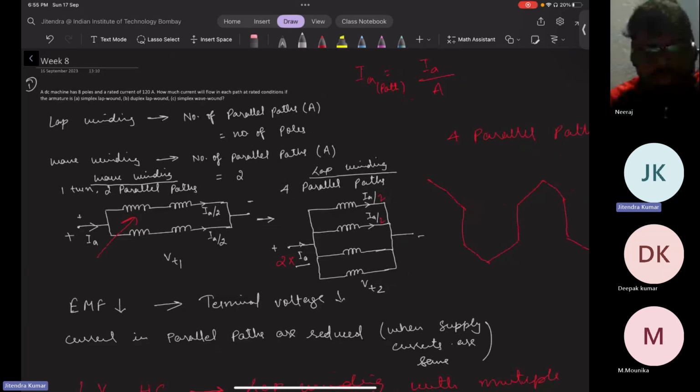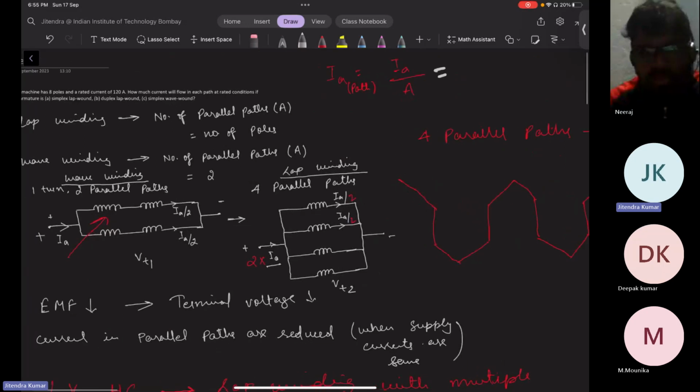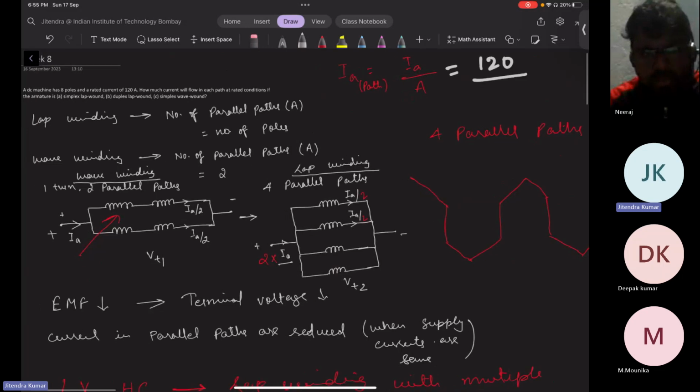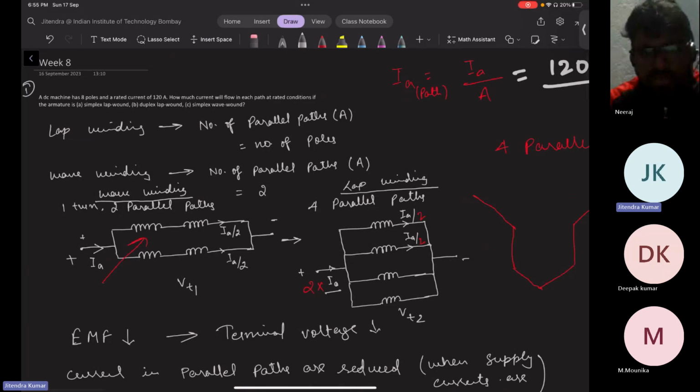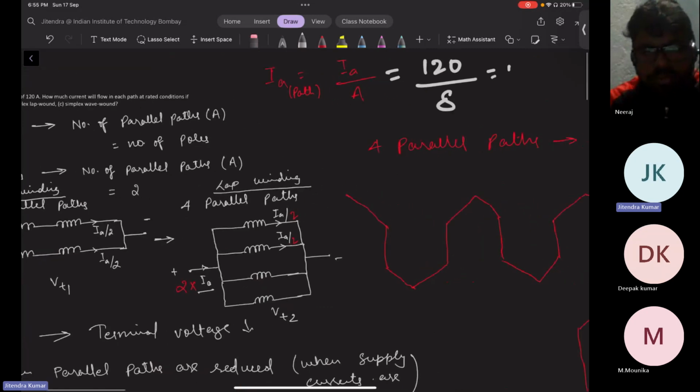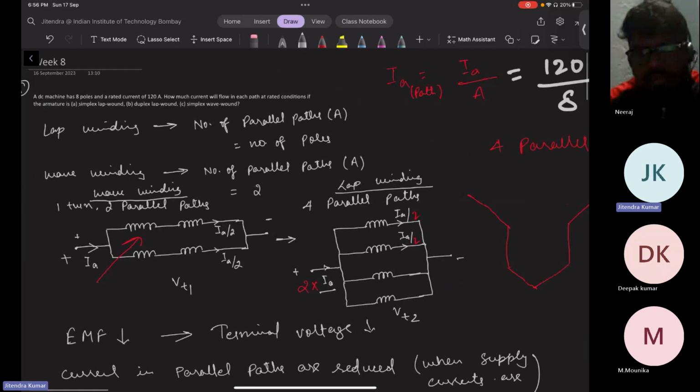Let me solve this problem quickly, otherwise it will create a lot of confusion. So first part, I hope it is clear. Let me further simplify it. IA is 120, and in the first case, simplex lap winding, the number of parallel paths is equal to the number of poles, and that will be 8, right? So it will be 15 ampere. I hope everyone is able to get this answer. In the A part, I hope there is no doubt.